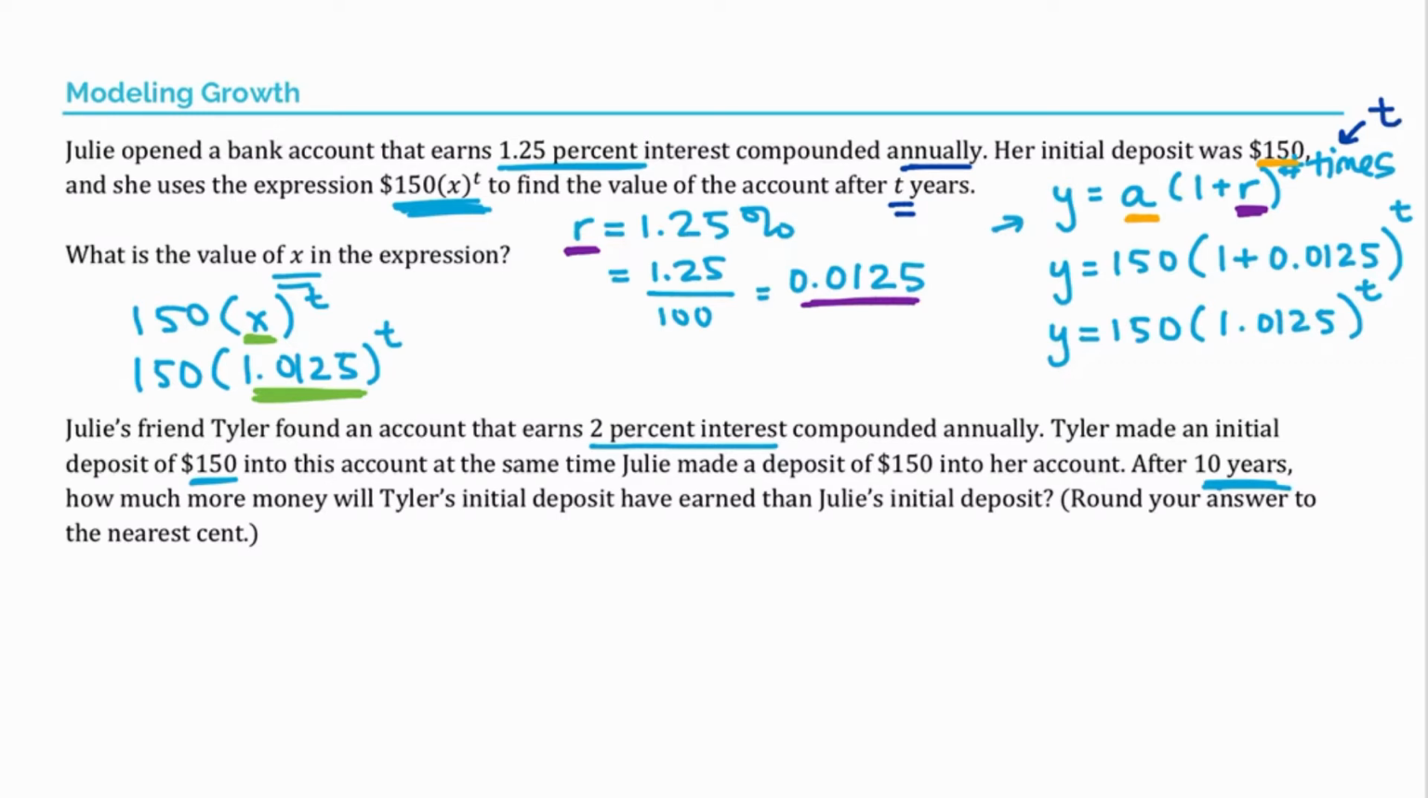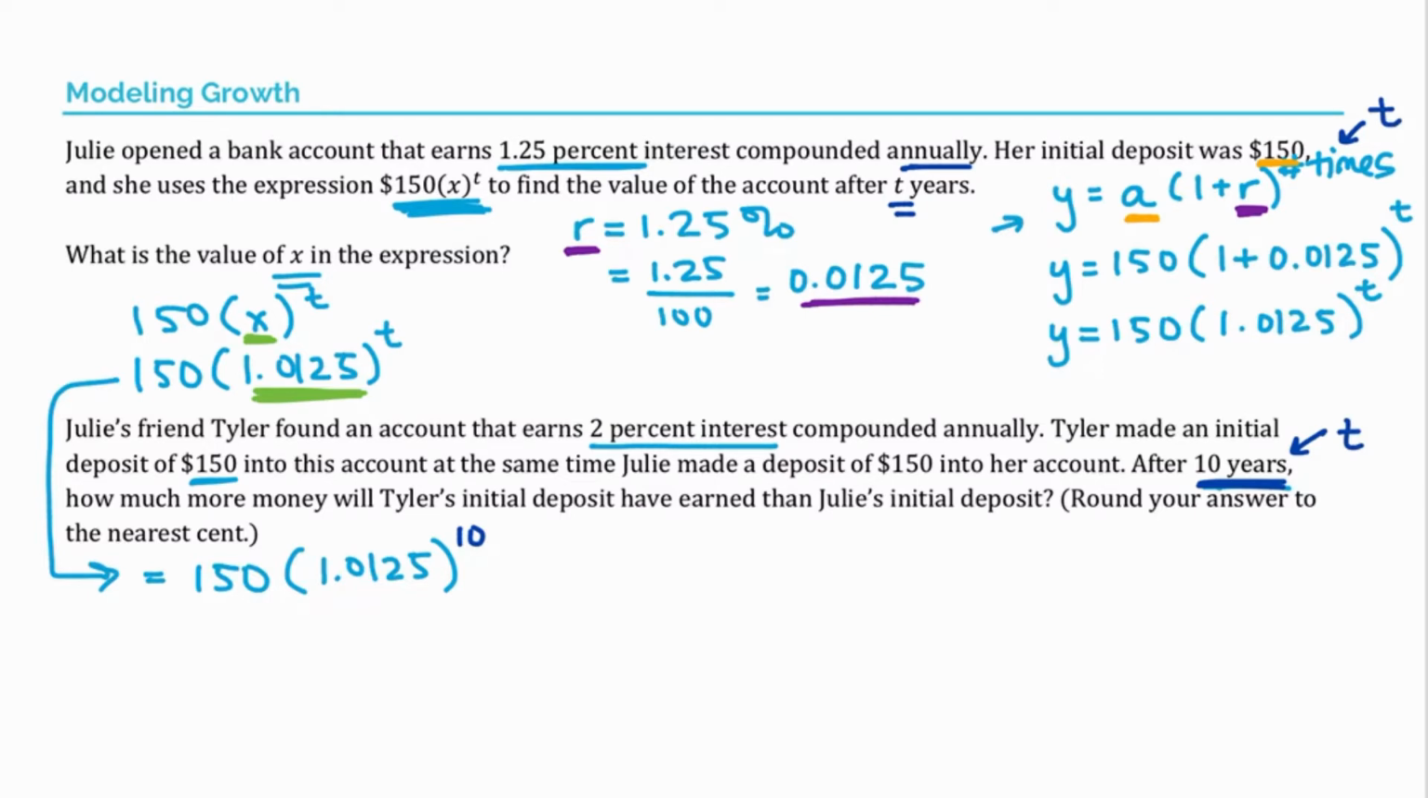We already know our equation for Julie's growth, right? For Julie, it was that initial deposit of 150 times 1.0125 to the power of t. But we know what t is, right? Because we know that it's going to be 10 years. So that's going to be our value of t, and I'm going to put a 10 there.